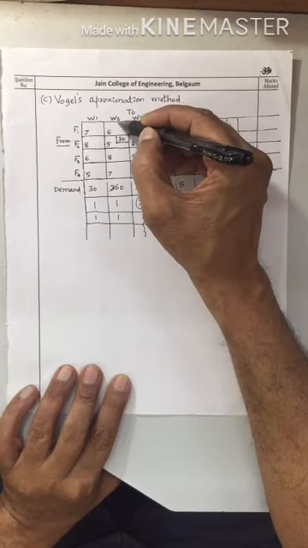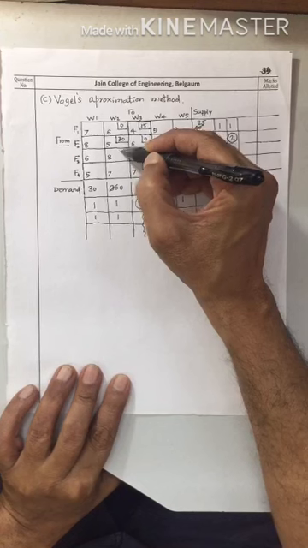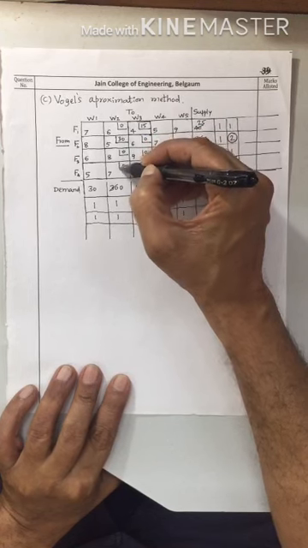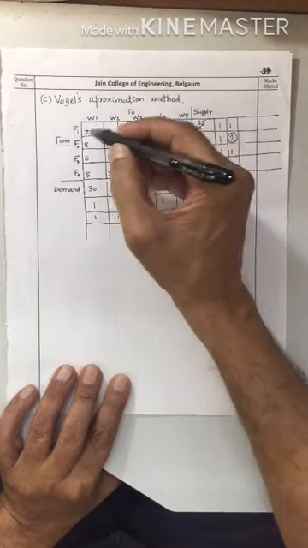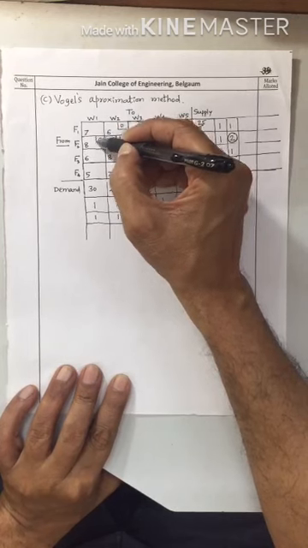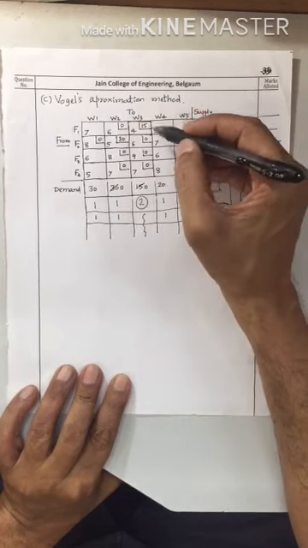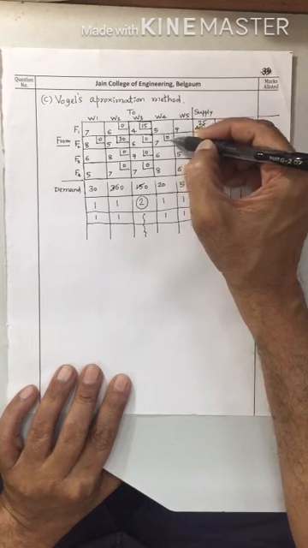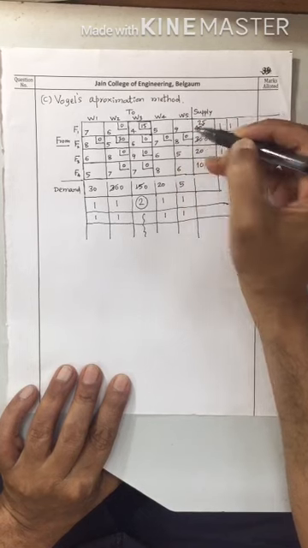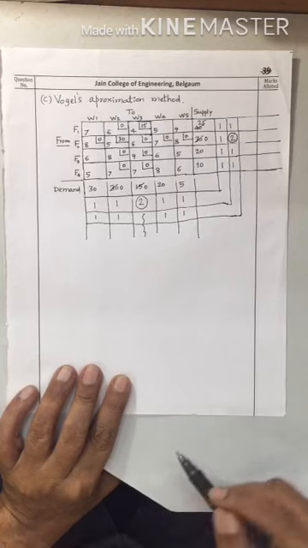So therefore, this is 0, and this also is 0, and this also is 0. Simultaneously, the supply capability of F2 is exhausted. Therefore, all these values are zeros. So another cycle is over.